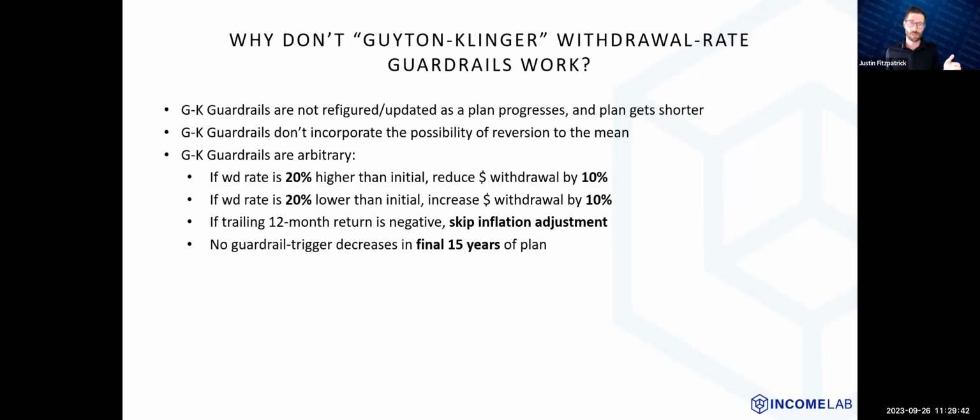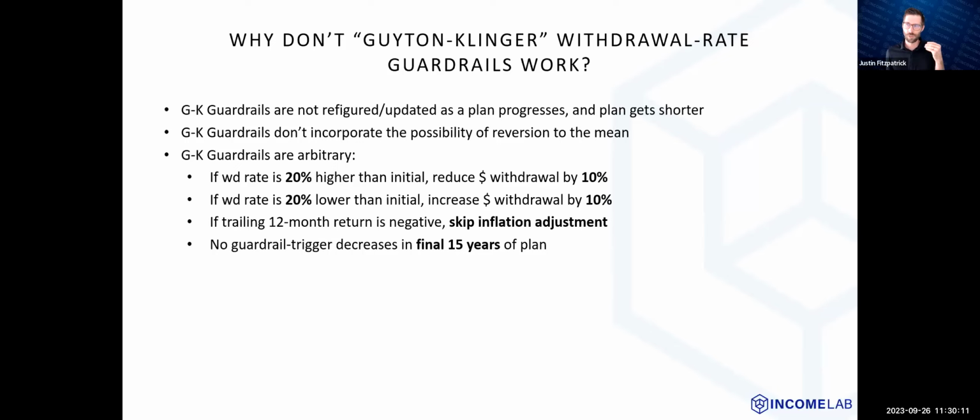These guardrails also don't incorporate the possibility of reversion to the mean. So there's nothing about, if things have gotten worse, is it now equally likely that things continue to get worse or that they revert? But probably most important is that the values for the guardrails themselves and the adjustments, although they sound reasonable, are, in the final analysis, arbitrary.